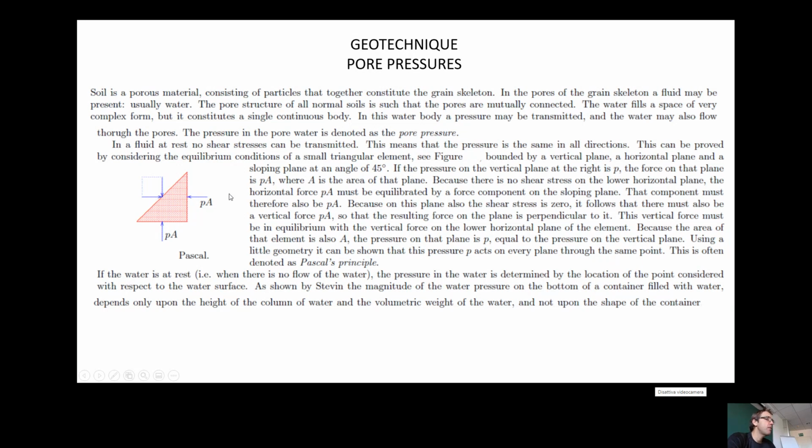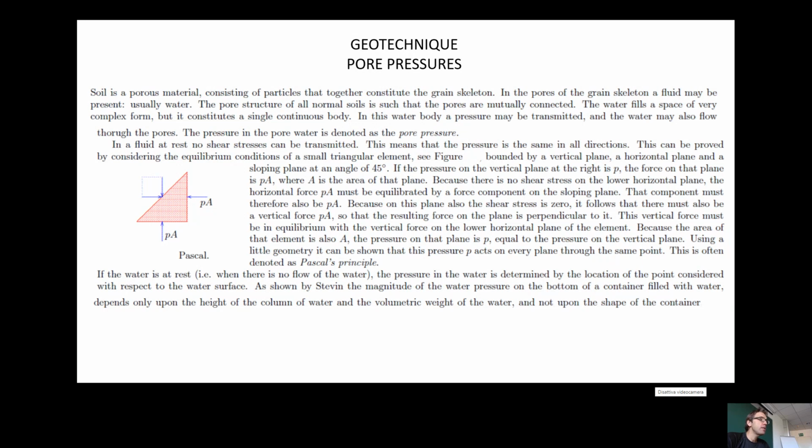And at the same time, the vertical force must be in equilibrium with the vertical force of the lower horizontal plane of the element. So this has to be equilibrated by this, and this should be under equilibrium with this. Because the area of the element is also A, the pressure of that plate is P, equal to the pressure of the vertical plane.